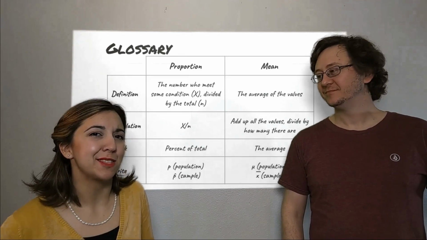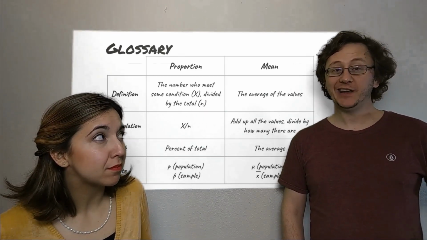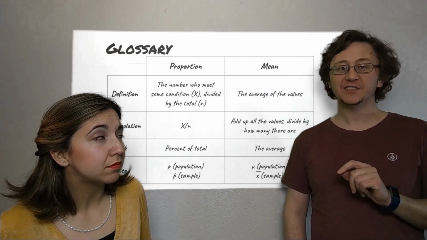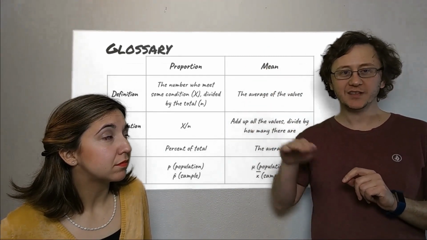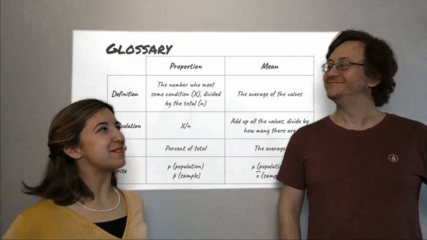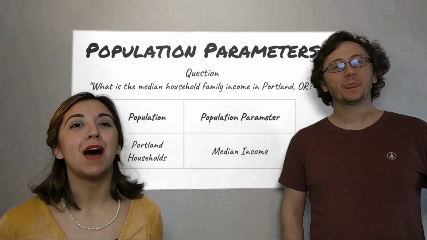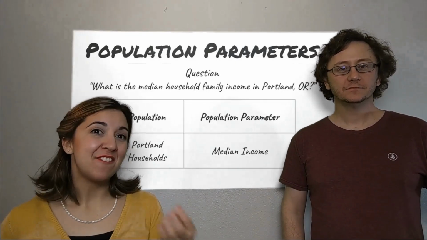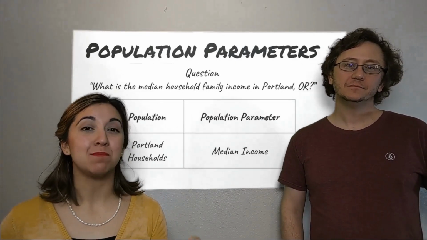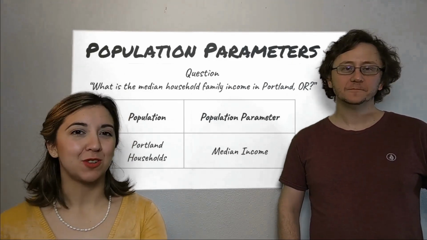I mean, that sounds smart, but couldn't I just Google it? Well, that would certainly be less work, but here's the thing. Sometimes taking the time to write and organize information yourself helps you remember it. Oh, nice tip. And then in our last example, the population was families, households in Portland, and the parameter was the median household income.